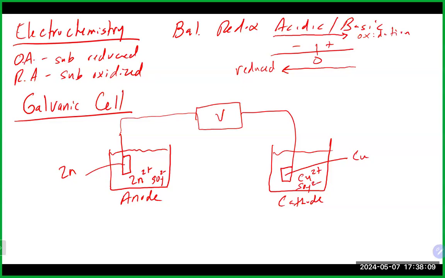Now, the anode side is the side where oxidation occurs. So this is the side where they will lose electrons. So electrons would travel through the wire here to the other side. And in the cathode side of our galvanic cell, that is where reduction will take place.